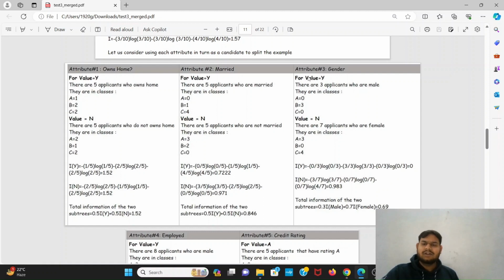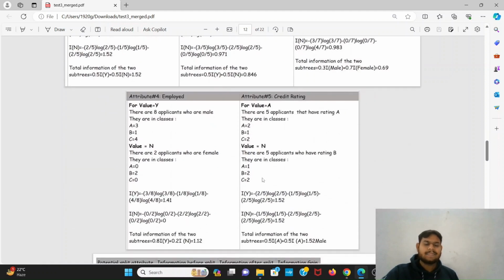Taking the next attribute, which is gender. For Y, the classes contain A equals 0, B equals 3, C equals 0. For value N, there are 7 applicants who are female. They are in class A equals 3, B equals 0, C equals 4. Entropy of Y for gender equals 0. Entropy of N equals 0.983. Total information of the two subtrees equals 0.69.